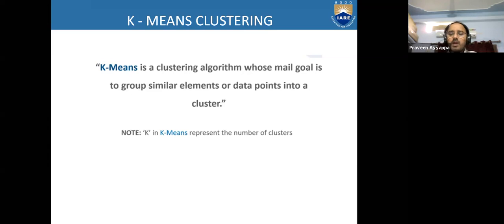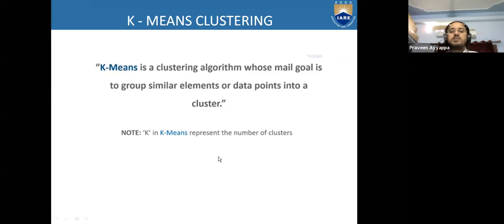K equal to 3 represents that we have three different clusters, and these three different clusters should be arranged with the help of m objects. M can be 10, so these 10 objects should be formed into 3 different clusters in the database D. So kindly remember the definition of this one: K-means is a clustering algorithm whose main goal is to group similar elements or data points into a cluster.